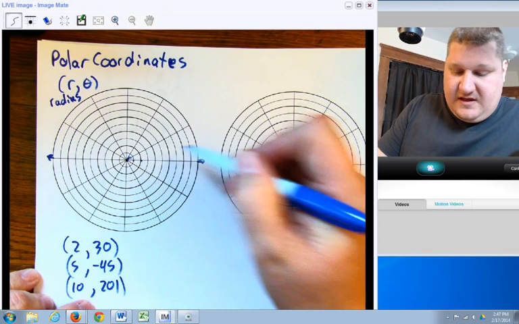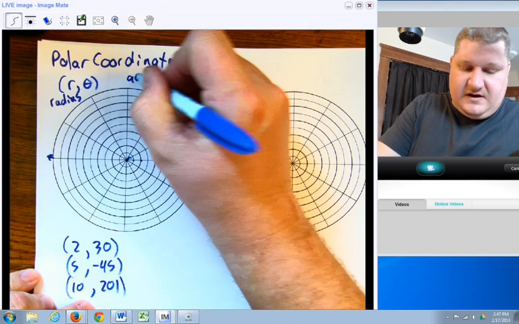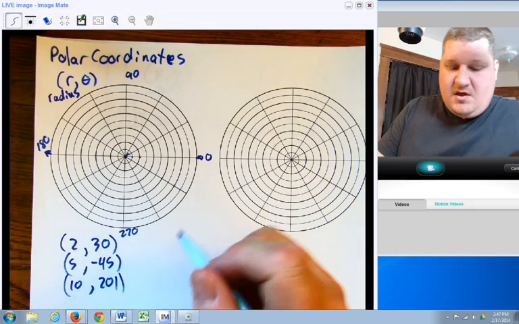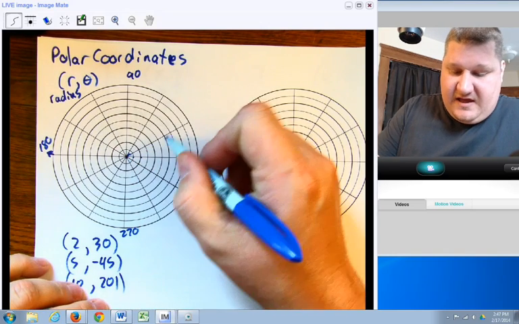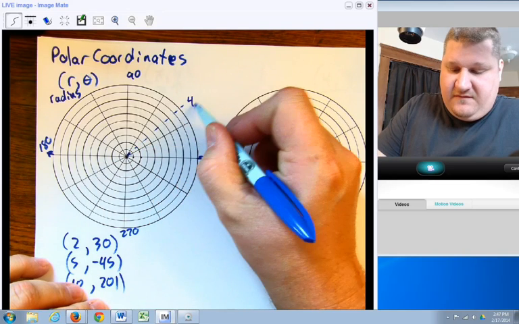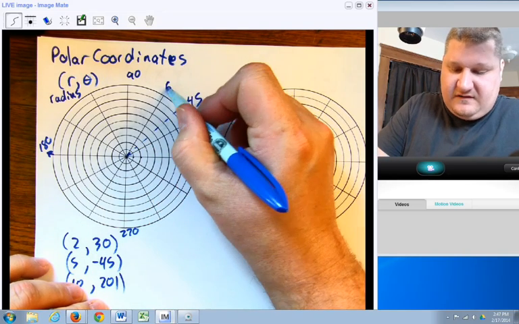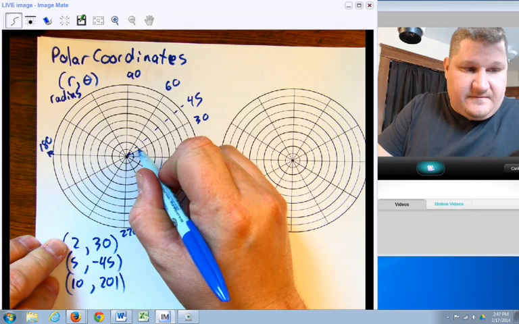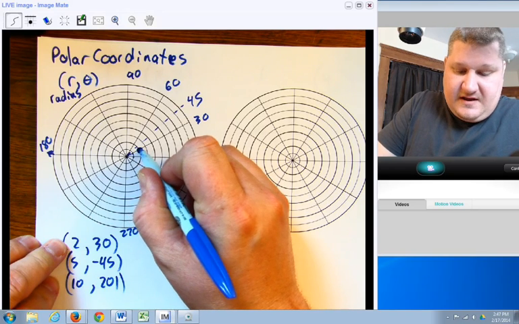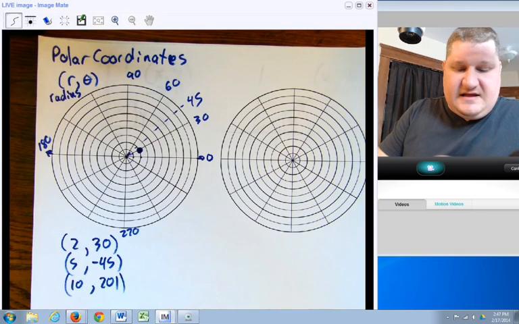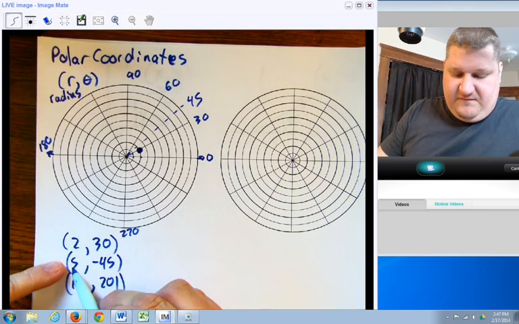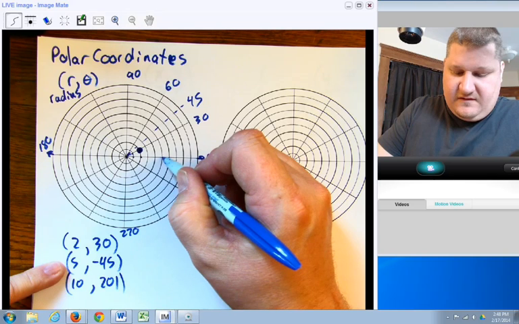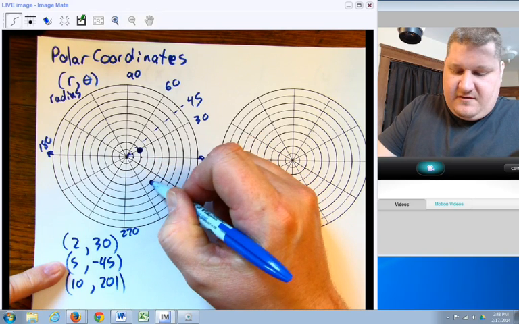Now, if this is still 0, and that is still 90, and that is still 180, and that is still 270, now what we have is a halfway point that would make 45. So I have 30, 45, 60, on around as we're used to. So 2 comma 30 would be 2 rings out at 30 degrees. Now you'll notice there's no arrow on that, it's just a point. If I said 5 comma negative 45, I'm going to go out 1, 2, 3, 4, 5 rings, and I'm going to go 45 out. It's just a point.